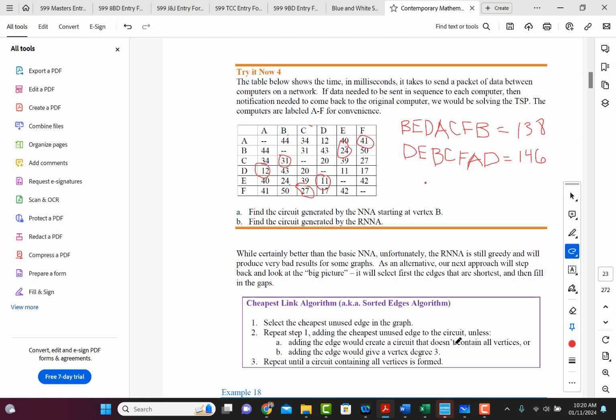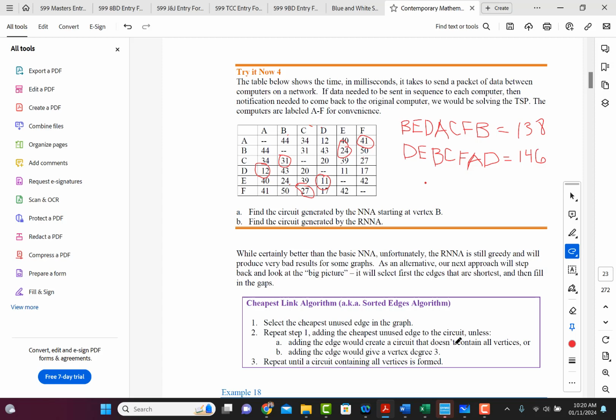As an alternative, our next approach will step back and look at the big picture. It will select first the edges that are shortest, and then fill in the gaps. It's called the cheapest link algorithm, or the shortest edges algorithm. The cheapest link algorithm works like this. Step one, you select the cheapest unused edge in the graph. So in the entire graph, we choose the edge that is cheapest.